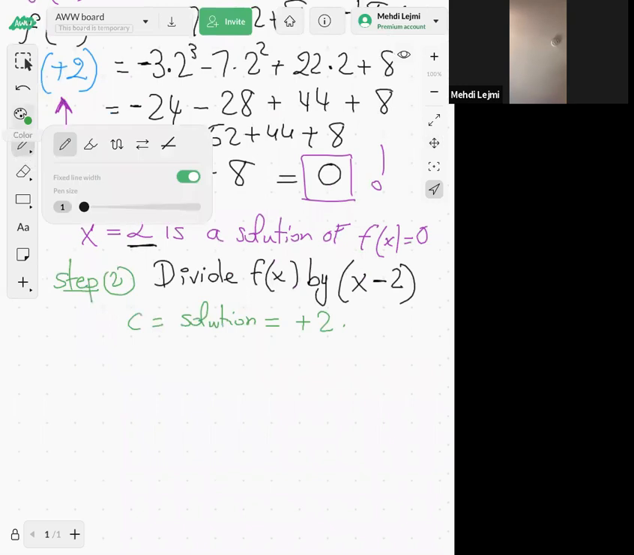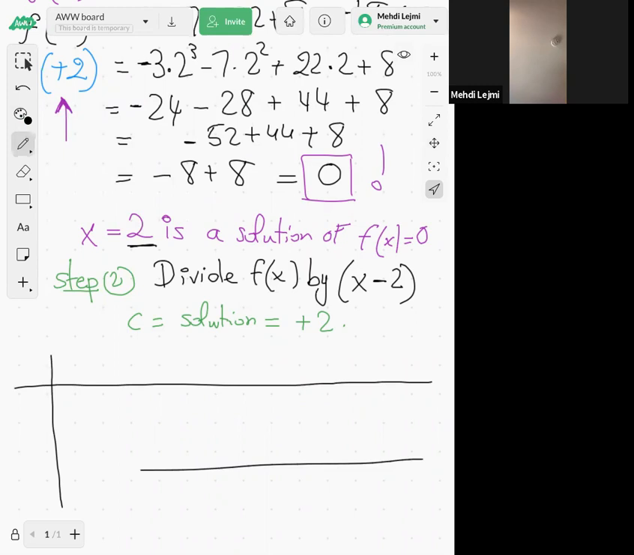So here I'm going to put my c, it's positive 2. Here my f of x. So my f of x is negative 3x cubed, and then for x squared, we have minus 7. And x for the x.